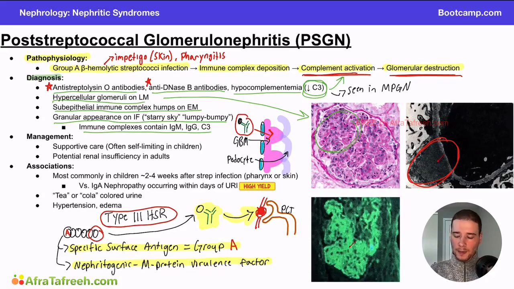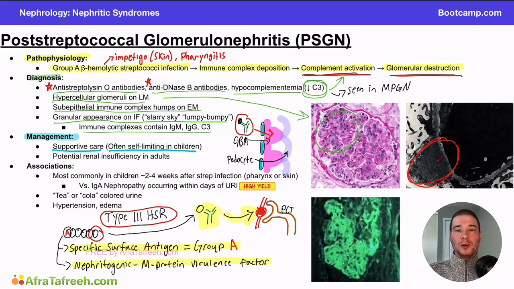Next, let's move on to some of the management options for this condition. So one of the important things to know here is that this is often a self-limiting condition, and so supportive care is really the mainstay treatment option. The reason it's self-limiting is that it typically occurs in children, and children are usually able to bounce back from this type of pathology. However, that is not the case for all of them.